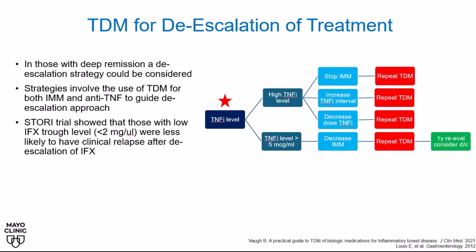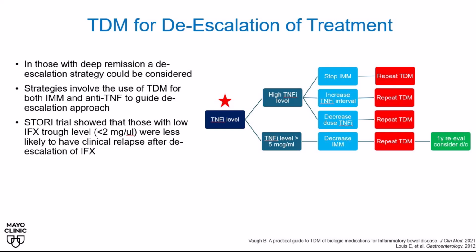So the STORY trial was a trial that looked at patients who are on infliximab combination therapy, and they either stopped their immunomodulator or they stopped their infliximab. And those with an overall low level of infliximab prior to going into the de-escalation phase were the ones that were the most likely to do well because they didn't really have a lot of drug around in the first place. So it wasn't probably really helping as much as they think. So how do you do this in practice?